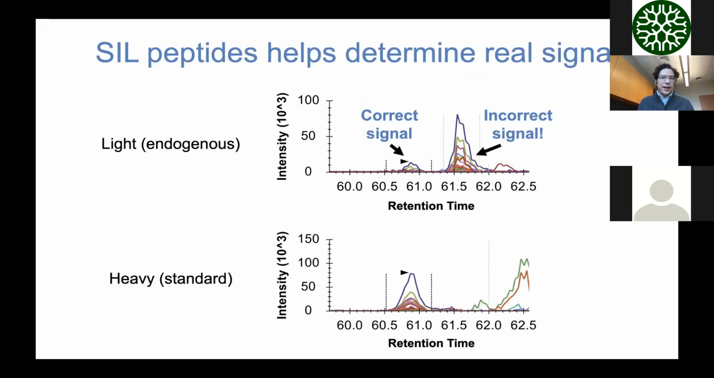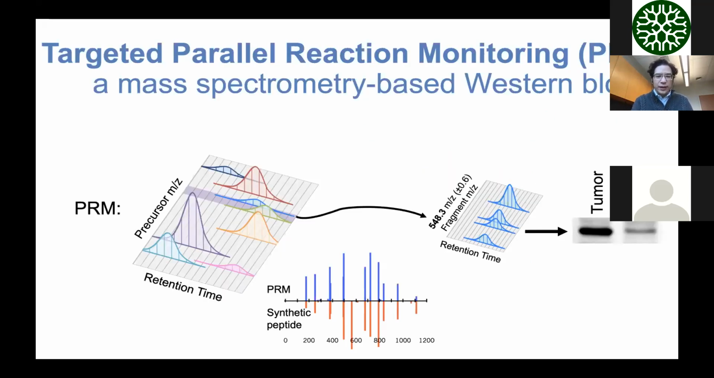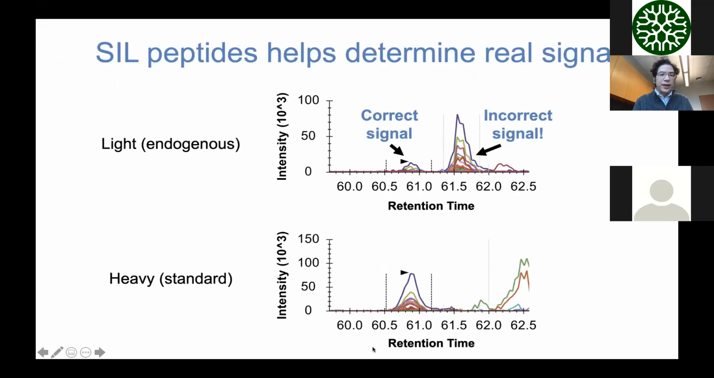But these stable isotope labeled peptides that you typically insert into these experiments so that you can monitor them are peptides that have the same chemical properties as the peptides you're interested in targeting, but they have a different mass because they have some additional neutrons added to the peptide itself. So they give you an advantage in trying to interpret this type of data.